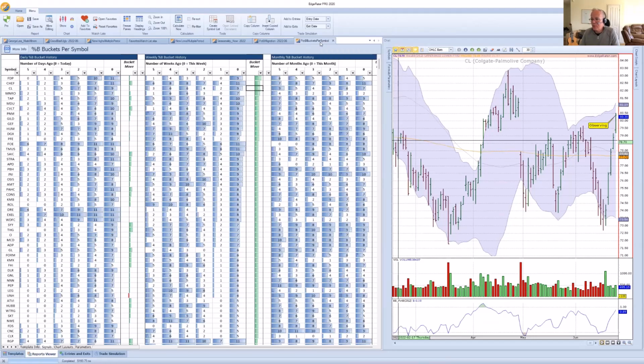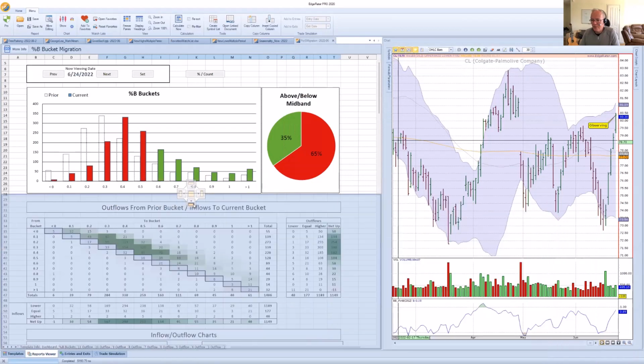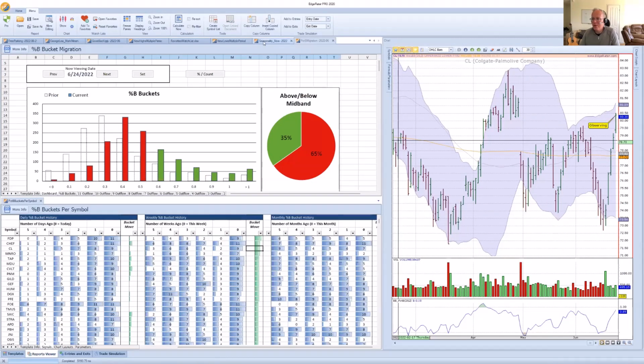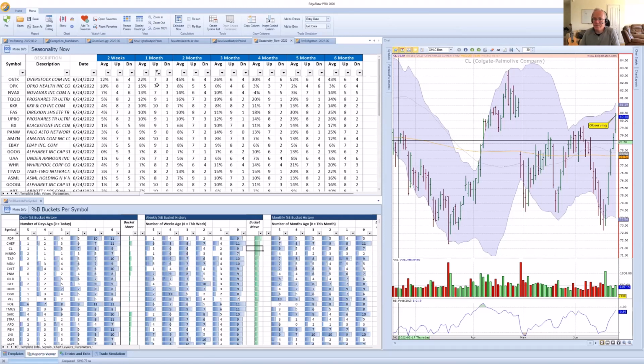As you know, if you use multiple reports, they are all linked together. So if you drag them to different areas of the screen, you can then look for things like, for instance, something that has good seasonality, like, let's see, KR.